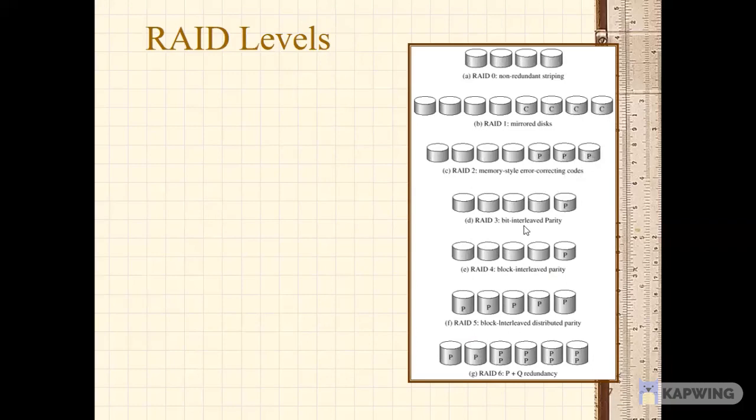Then RAID level 3, bit interleave parity. So this is a bit interleave parity. Then RAID 4, block interleave parity. And then in RAID 5, block interleave distributed parity. So each and every one will have the parity. And RAID 6, we are having the P plus Q redundancy. So each will have the double. So we are creating the duplicate one.